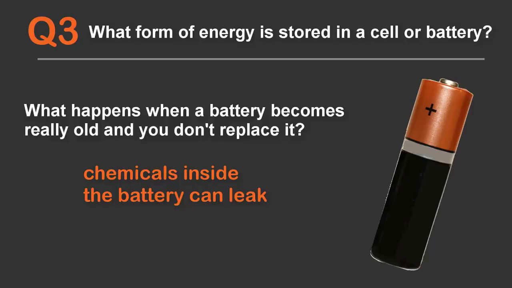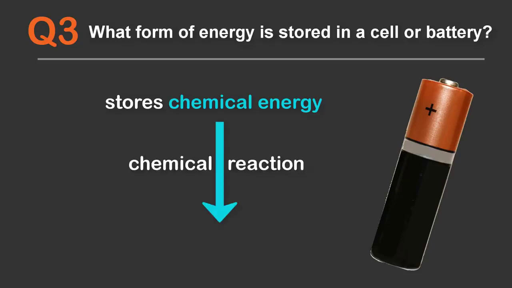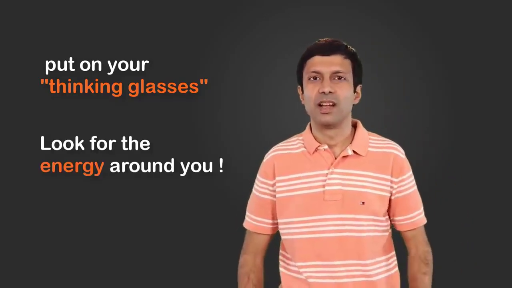Since the battery is made of chemicals, the energy is stored in the form of chemical energy. When the battery is being used, a chemical reaction is taking place inside the battery and it supplies electrical energy. In summary, the battery stores chemical energy and supplies electrical energy. So next time when you look around you, I would encourage you to put on your thinking glasses and look for the different forms of energy around you. I'm sure you'll be able to identify them because energy is present everywhere. It's just in all these interesting different forms.